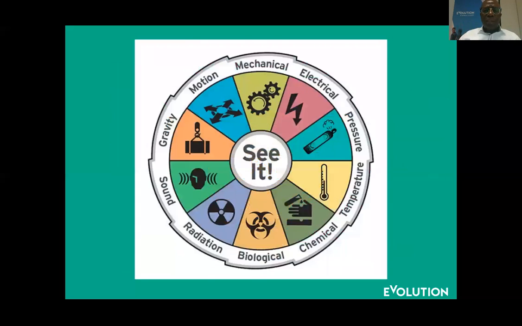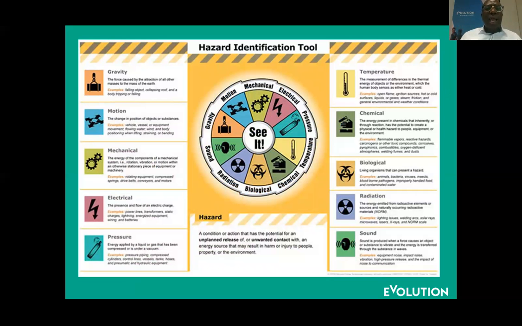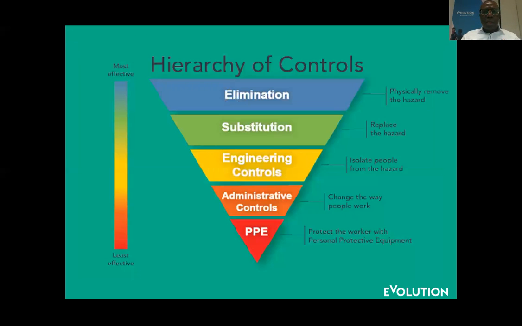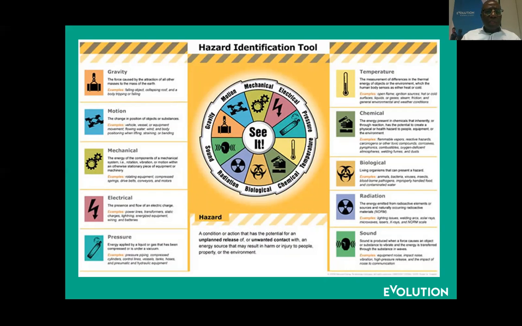And when you look at this here, the hazard identification tool, this tool helps us and helps the employer to identify some of the hazards that might not be so clear. So, for instance, as you can see from this circle here, when you see this sign, that means it's electrical. There's electricity there, an electrical hazard.